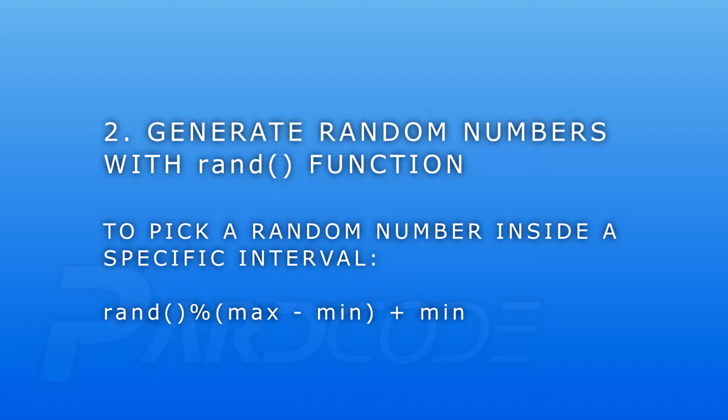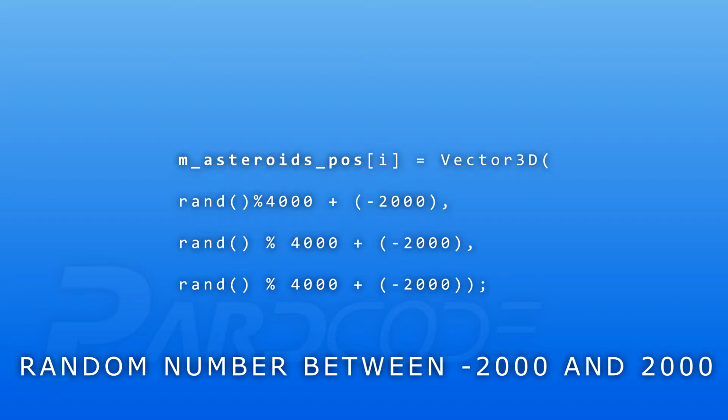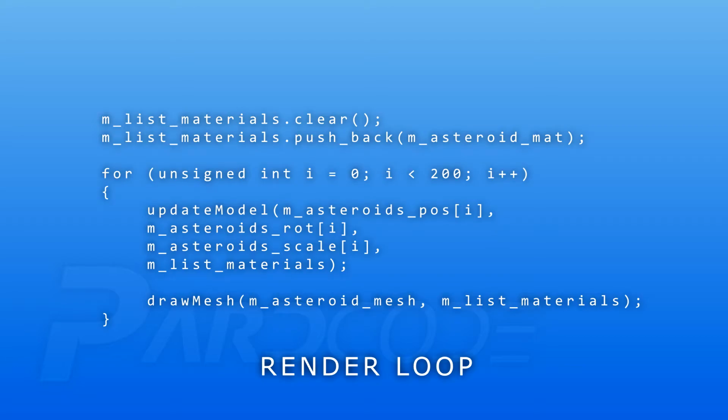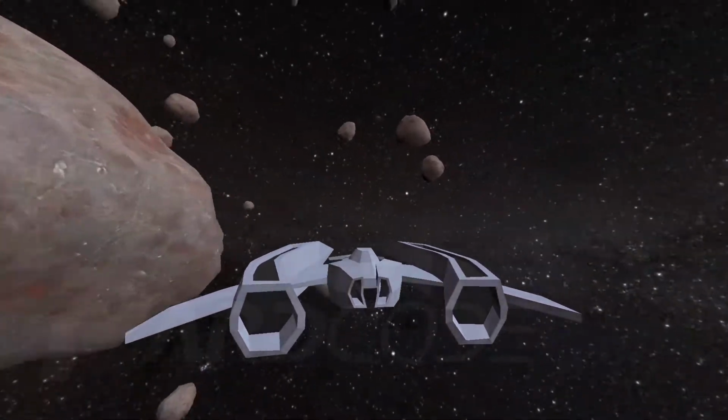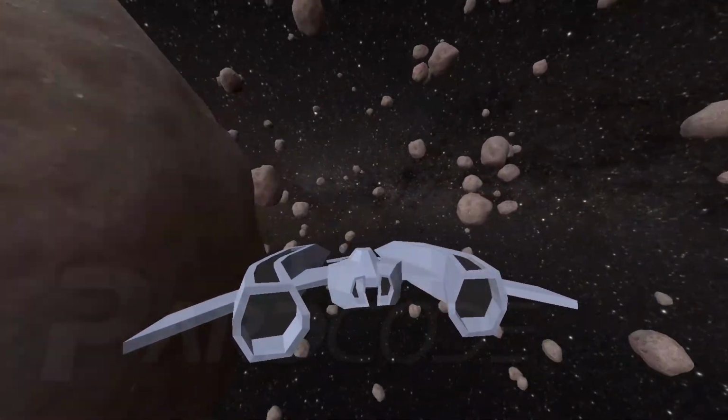For example, if we want to pick a random number in a range between -2000 and 2000 for the position of an asteroid, the formula will become the following. At the end, once we have all the data we need, we will loop over our position, rotation, and scale arrays to render our asteroids, in the same way we have done for the other meshes. At the end, this will be the result. It's a bit slow though. We should add a sort of turbo mode.